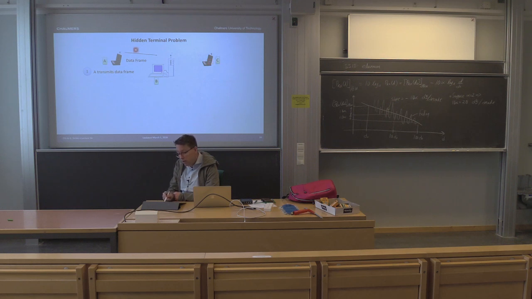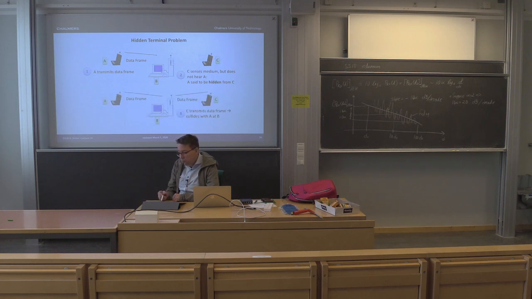Remember that the power decreases as we go with distance. So station C, if it also has a frame to transmit, will sense the medium, but will not hear A. And then we say that station A is hidden from C. Station A's activity cannot be sensed by station C. So A is hidden to C.